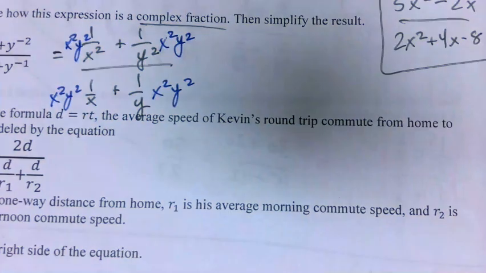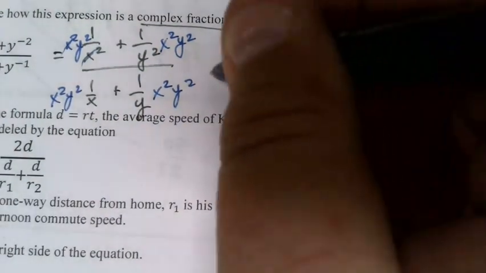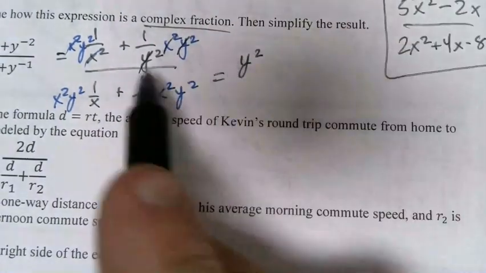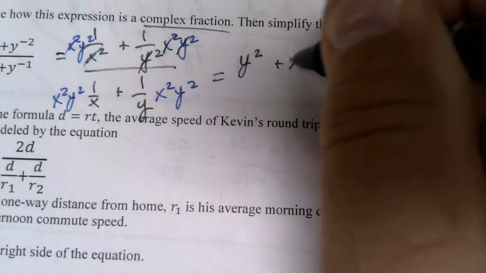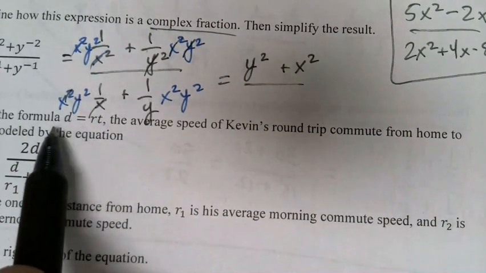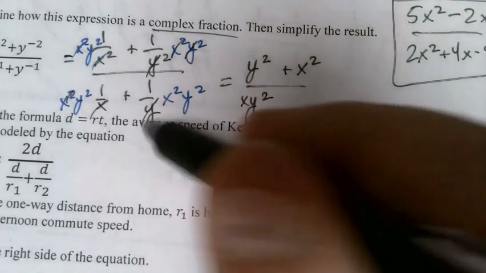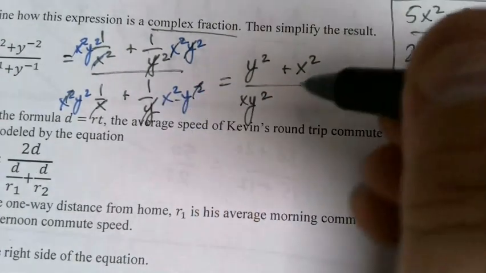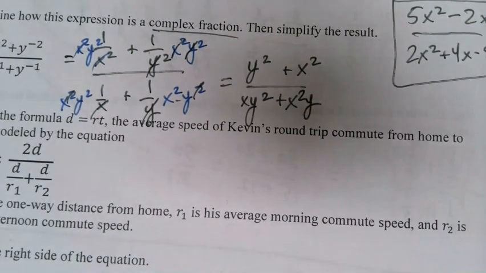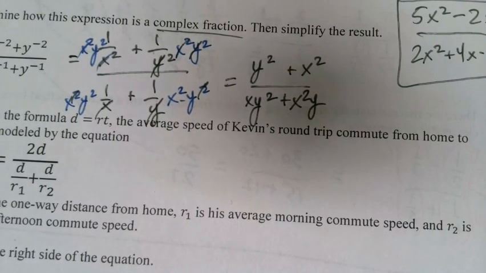x squared y squared, x squared y squared. And check it out. x squared cancels x squared, and I have 1 times y squared. That gives me y squared. Here, y squared cancels y squared, and I have plus 1 times x squared. So that's just plus x squared. On the bottom, x wipes out one of these, and so I have x times y squared. Here, y wipes out one of these, and I have x squared y. And there it is. And that's done. I'm done. I can't do anything.